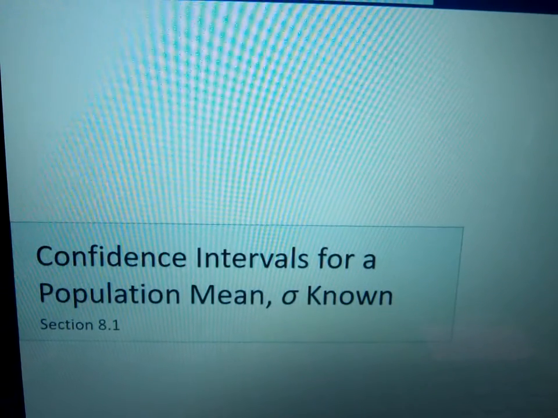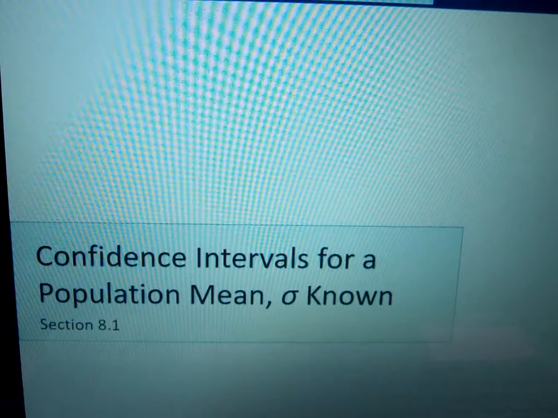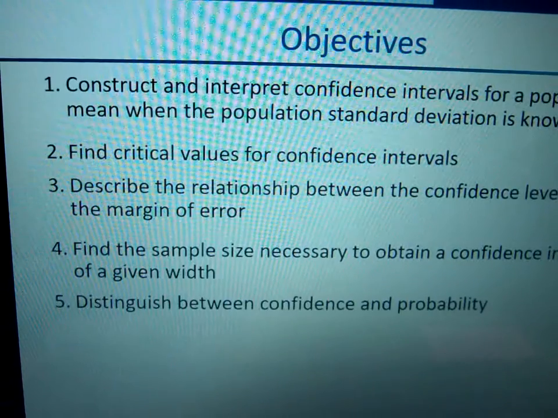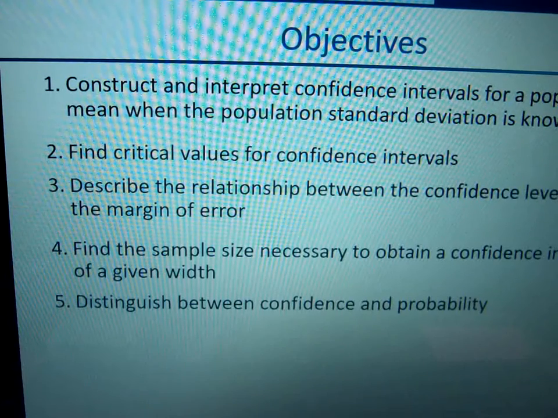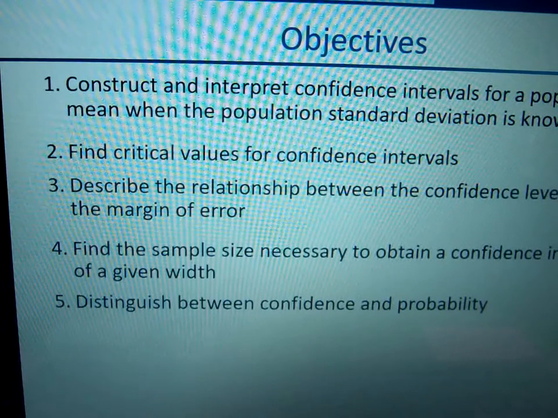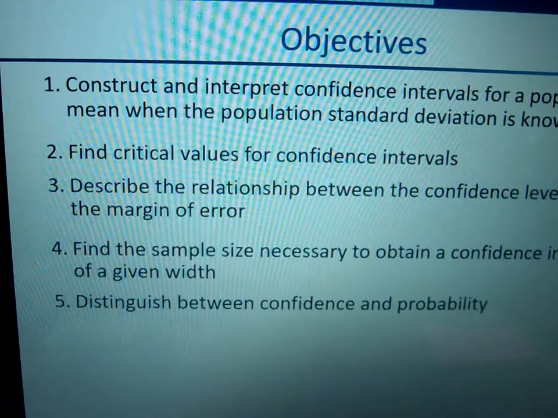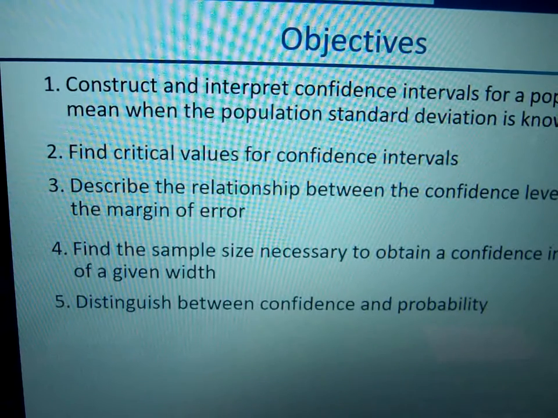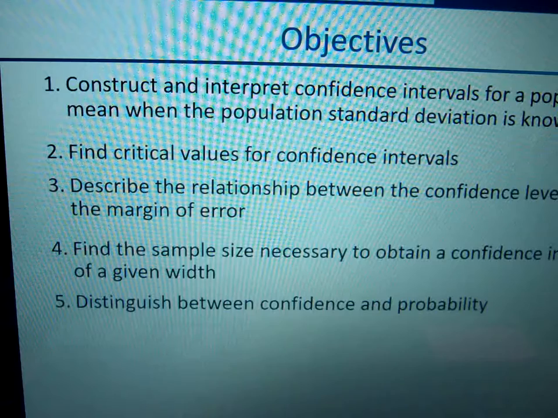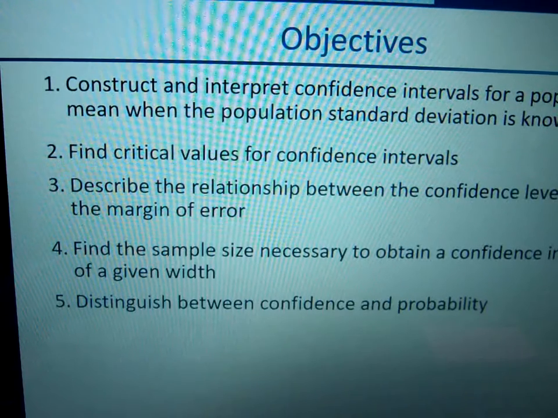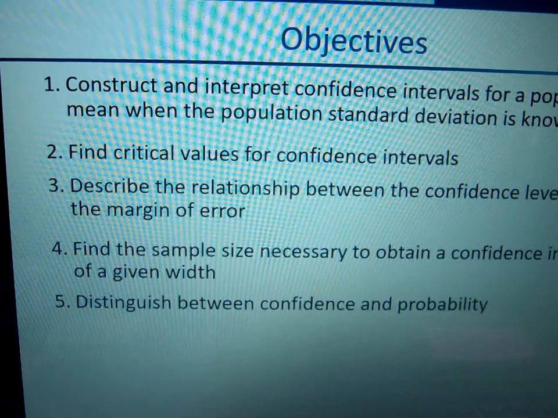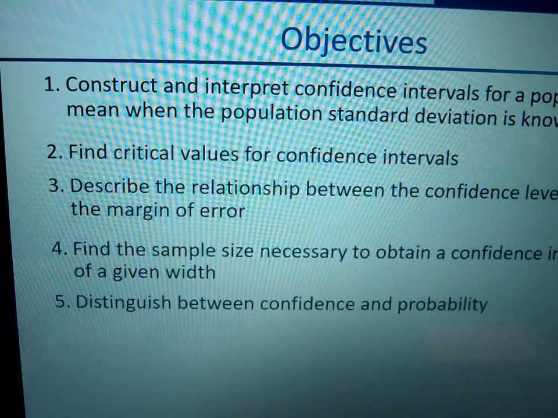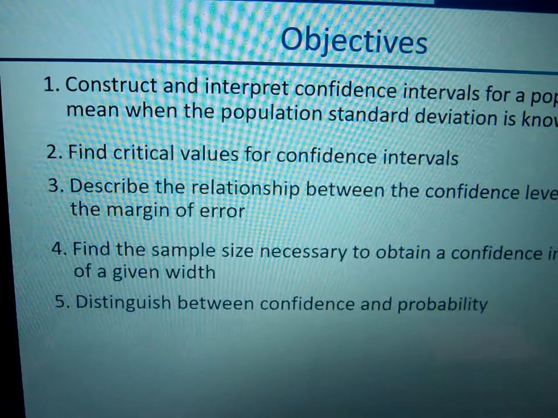Confidence intervals for population mean with the population standard deviation known. We're going to construct and interpret confidence intervals for a population mean when the population standard deviation is known. We're going to find critical values for confidence intervals. We're going to describe the relationship between the confidence level and the margin of error. We're going to find the sample size necessary to obtain a confidence interval of a given width. And then finally, distinguish between confidence and probability.